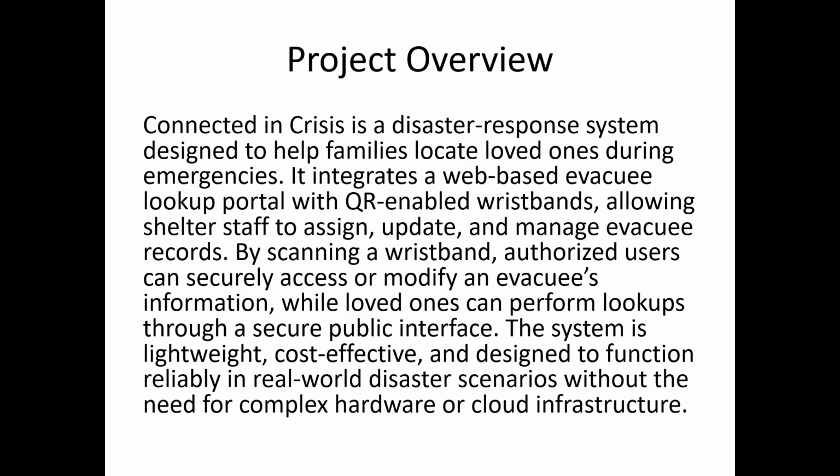This app is supposed to be a disaster response system that helps families locate loved ones during emergencies. It integrates a web-based evacuee lookup portal with QR-enabled wristbands that allows shelter staff to assign, update, and manage evacuee records. By scanning a wristband, authorized users can securely access or modify an evacuee's information, while loved ones can perform lookups through a secure public interface. This system is lightweight, cost effective, and designed to function reliably in real world disaster scenarios without the need for complex hardware or cloud infrastructure.